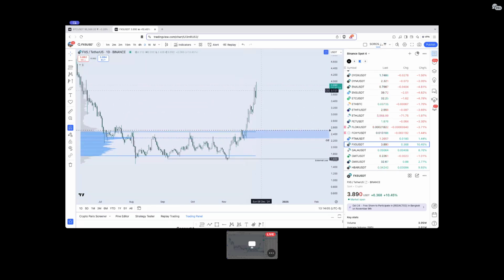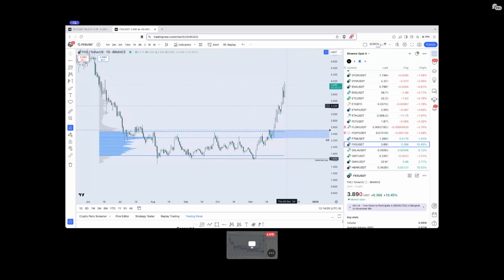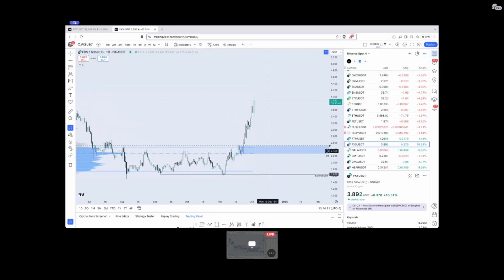It's just it expanded already a lot, so it might not come back. It might use this cluster as support. Like there.